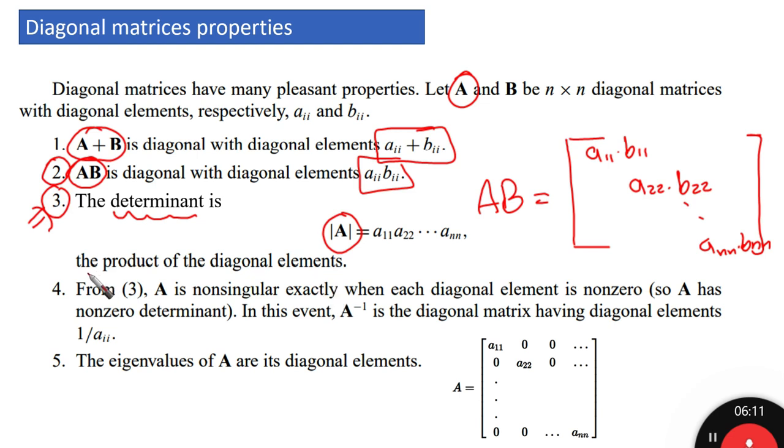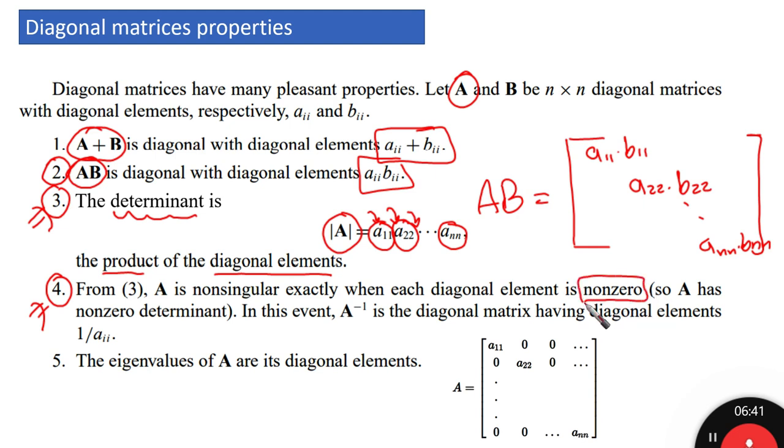It is going to be the product of the diagonal elements. So we're going to multiply the diagonal elements, all of them, and then we are going to obtain the determinant. So A11 times A22 till ANN. This is going to be super easy for obtaining the determinant. And from 3, A is non-singular exactly when each diagonal element is non-zero.